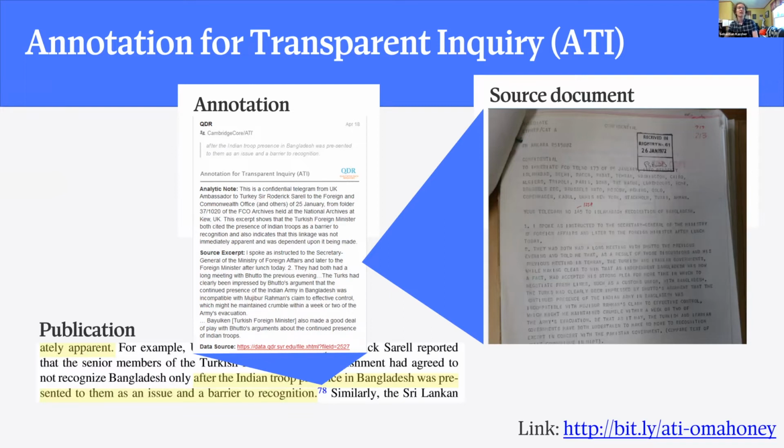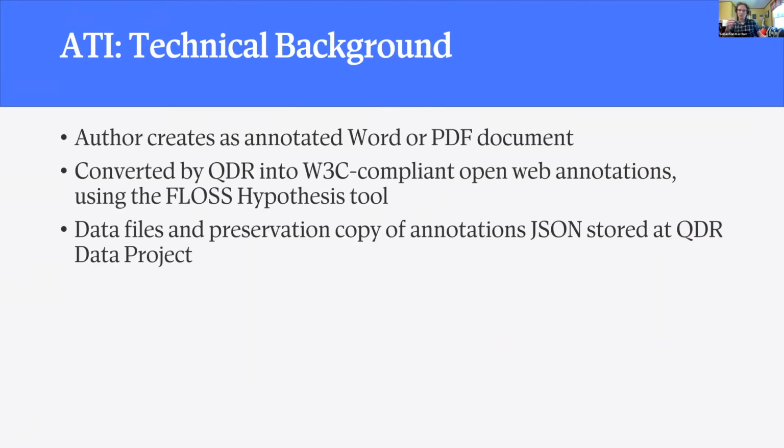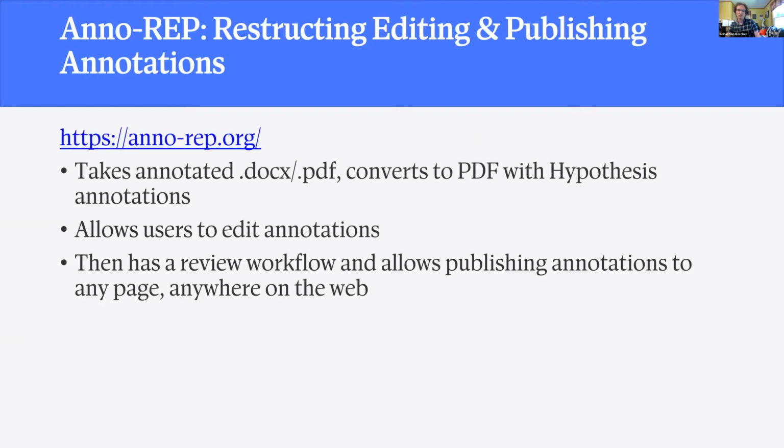So this is a wire from the British Embassy back home to, I think, their foreign secretary about a meeting in Bangladesh. And so that document is available at QDR. And in addition to the stored data files, we also preserve a JSON copy that holds all the information to recreate the web annotations should that ever be necessary. So we essentially have a preservation copy of the web annotations in QDR.